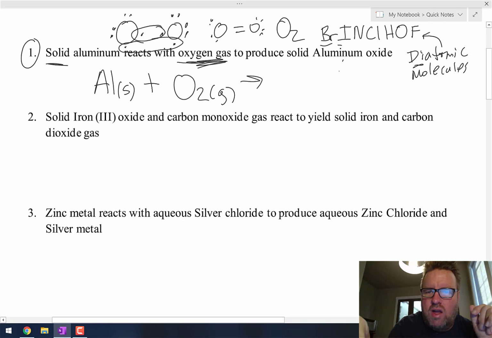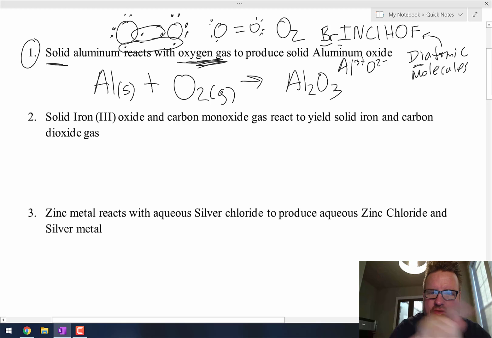Aluminum oxide: Al is +3, oxygen is -2. That means the formula is going to be Al2O3 after we switch those two, and that is a solid. That's the only time I'm going to put the solids and the gases and the liquids in there. But now we do need to balance it.